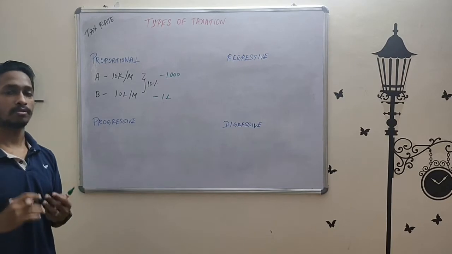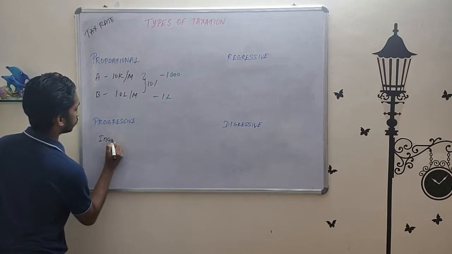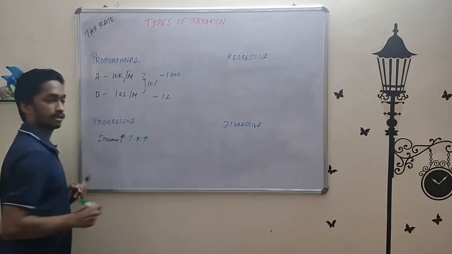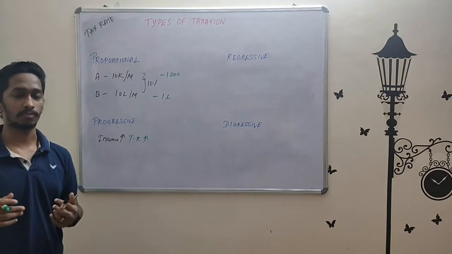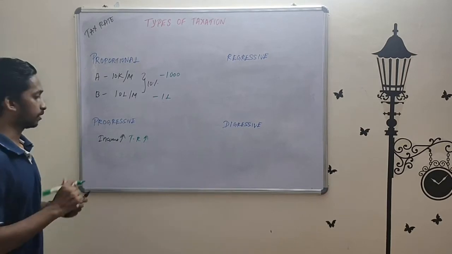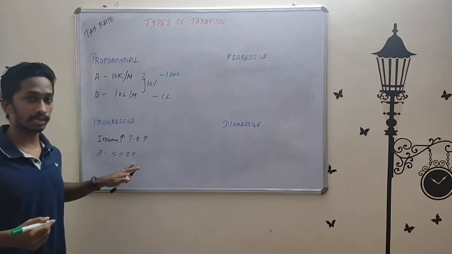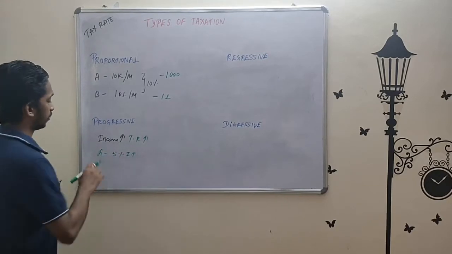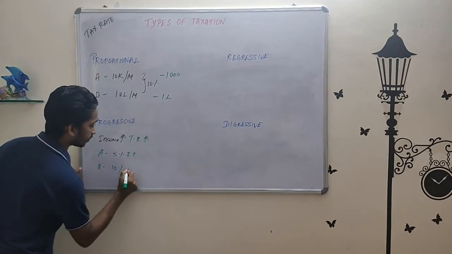Next one, progressive taxation. Progressive taxation is simple. The higher you earn, the more tax you pay. As your income increases, your tax rate also increases. How is this possible? Take India's income tax slabs, for example. That is a progressive taxation. Since A is earning 10,000 per month, A comes under the 5% income tax slab. I am just saying this for an example, don't try to match the exact data. B is earning 10 lakh per month, so B is part of the 10% income tax slab.